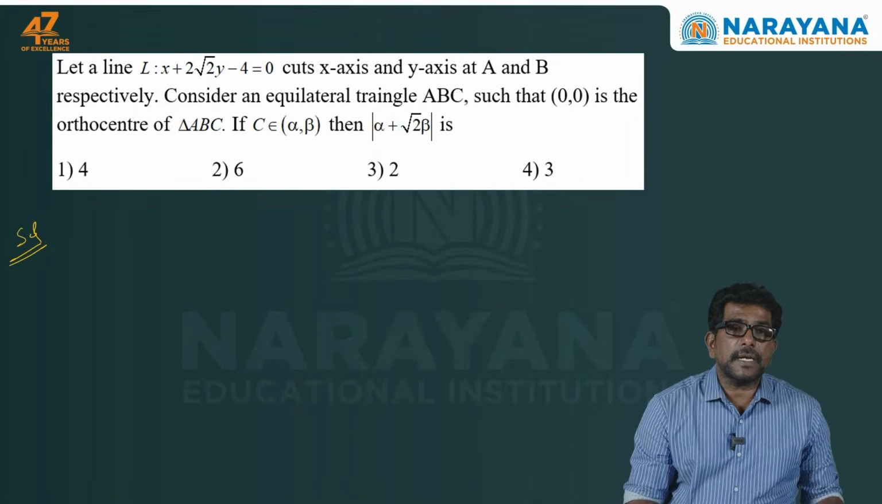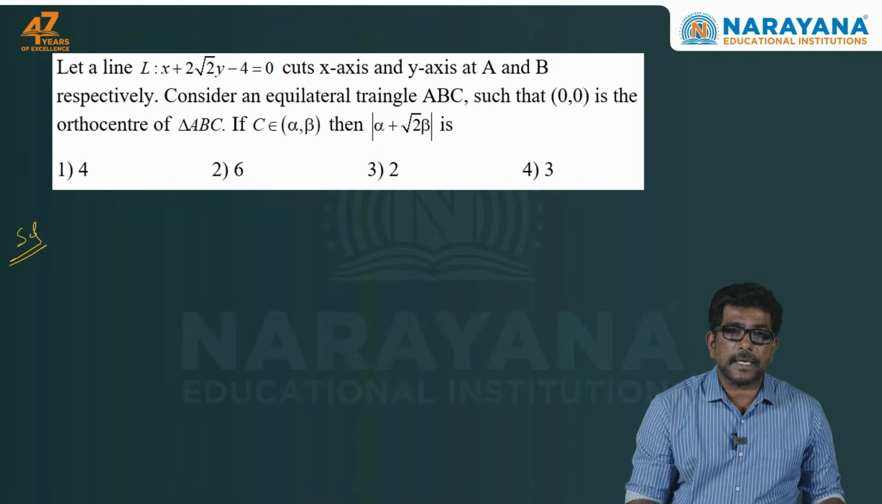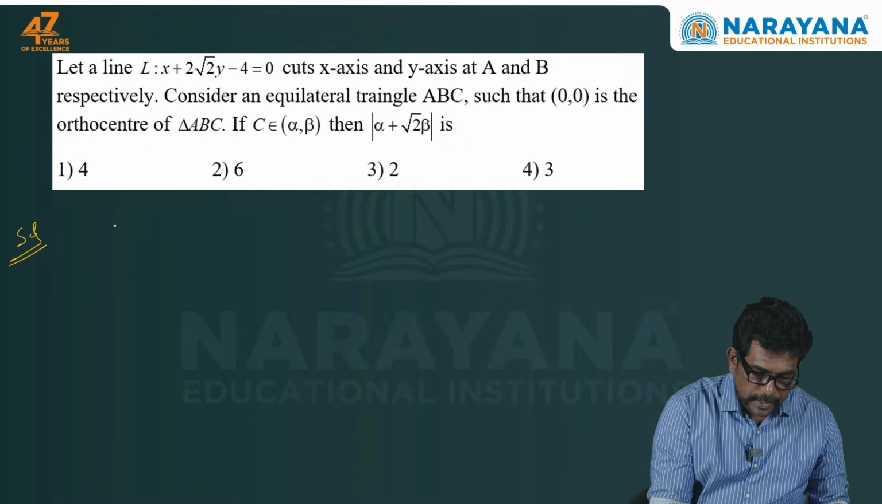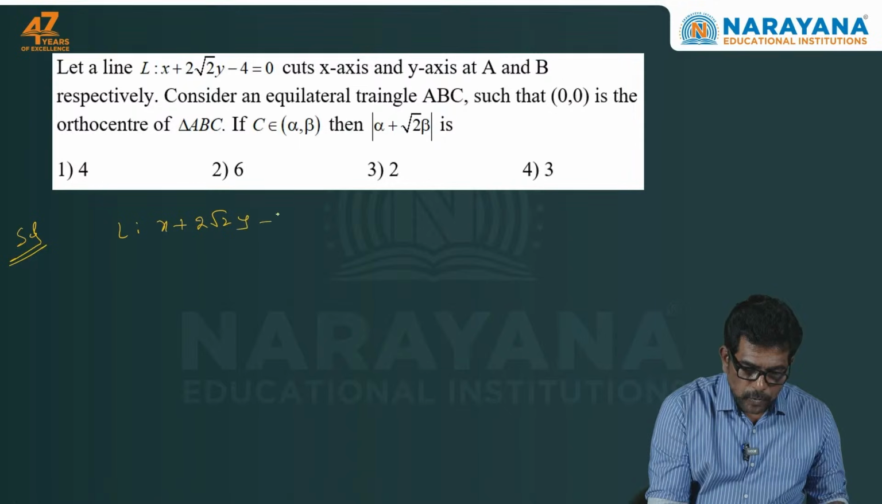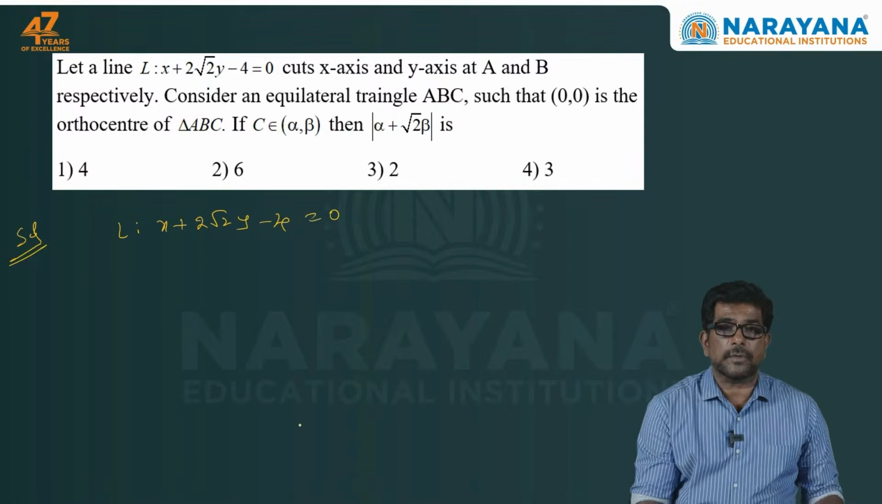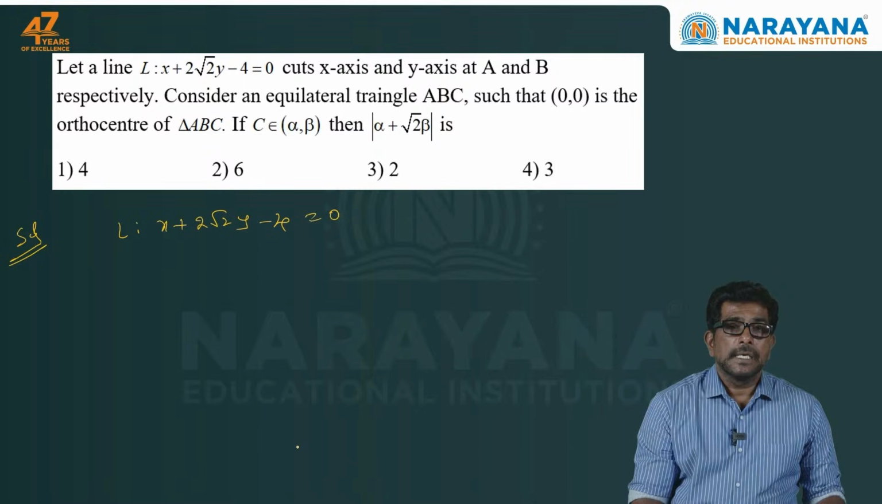It is an equilateral triangle ABC. To get the A coordinates, the line equation L is x plus 2 root 2 y minus 4 is equal to 0, where the x-axis cuts the line at point A.